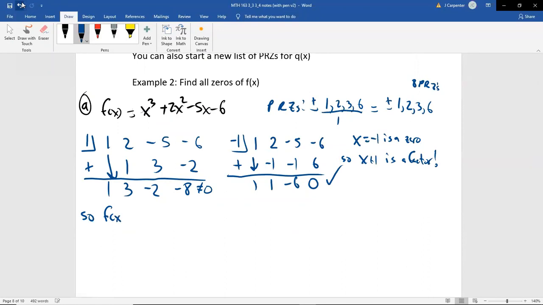So f of x, the original function, can now be rewritten. I'm going to rewrite it in a factored form, not completely factored, but a factored form. Here's the x plus 1 that is a factor because negative 1 was a 0. And then this is supposed to be times the quotient. I didn't mean to circle the 0 too. The quotient is based off of these three numbers here, because from right to left, that goes remainder, constant, x coefficient, x squared coefficient. So the quotient is, I'll write the numbers here to be very meticulous for now, 1x squared plus 1x minus 6.